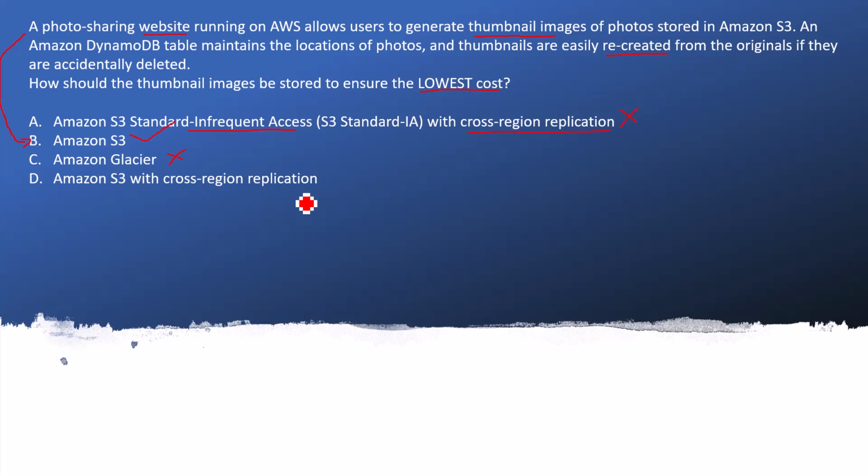And with Amazon S3 with cross-region replication, we can recreate the image, so it is not required to do the cross-region replication. Otherwise, it will become expensive. So I will go ahead with option D. That looks okay to me because it is fulfilling all the requirements. If it is deleted you can recreate it. And I'm assuming it is frequent access because it is a photo sharing website, and generally the application shows small thumbnail images in the gallery, where the user can click, and the application can show the original photo.